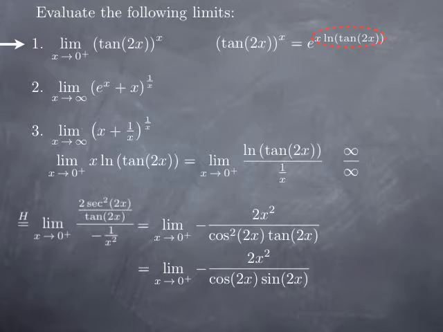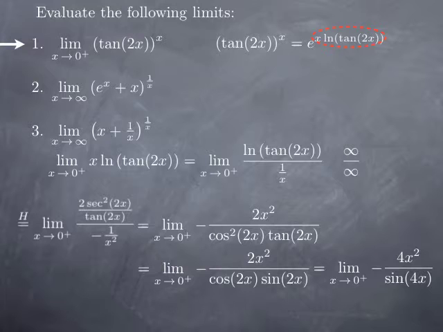Now remember that if you have 2 cosine x sine x, this is sine of 2x, the double angle formula for sines. So in this case, cosine 2x sine 2x is 1/2 of sine of twice the angle, in other words, 1/2 sine 4x. So if I have 1/2 at the bottom, it's like multiplying by 2 at the top, and therefore I get 2 times 2x squared, that's 4x squared at the top, and sine 4x, right, sine 2 times the angle 2x, at the bottom. All this to say, our limit is the same as the limit at 0 from the right of negative 4x squared over sine of 4x.